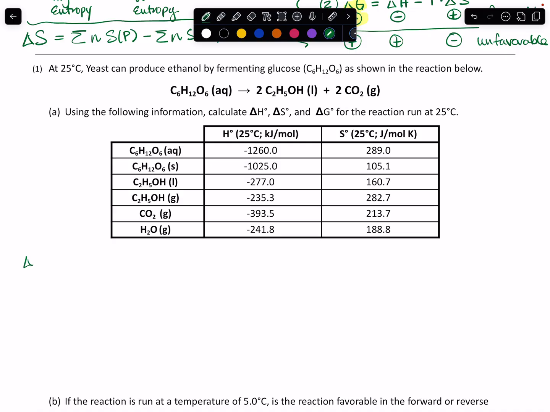All right, so remember, enthalpy of a reaction is equal to the sum of the enthalpy values for your products times their coefficients minus the sum of your enthalpy values for your reactants. So first I'm going to look at my reaction. I have C6H12O6 aqueous, so that's going to be this value. C2H5OH liquid, so that's going to be this value, and then CO2 gas, and that's going to be this value. So I'm going to need these three values.